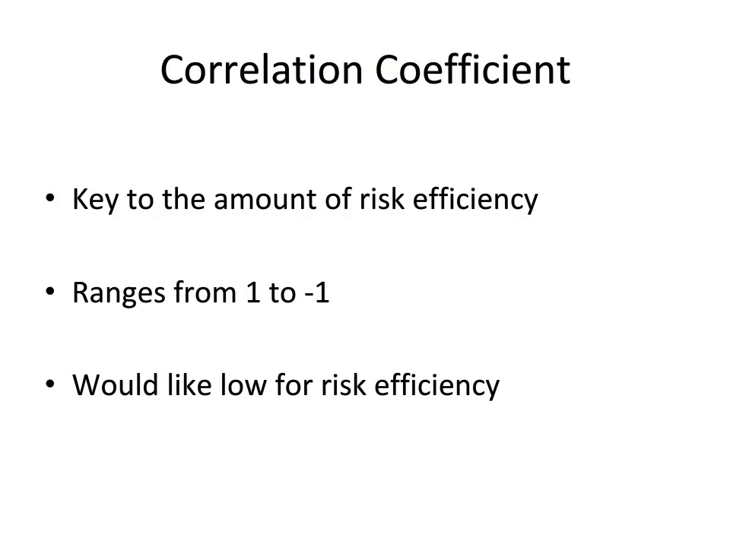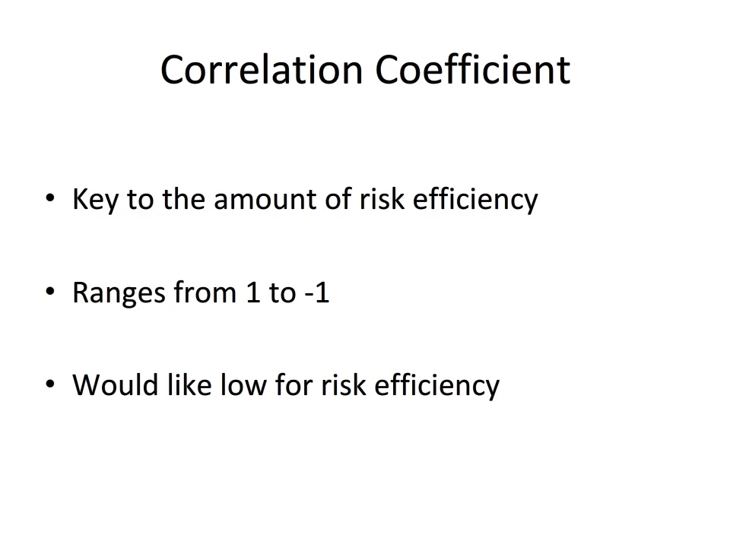The key to whether and the extent to which we have diversification is the correlation coefficient. That correlation coefficient can range from 1 to -1, and from a risk efficiency standpoint, what we hope is that it is a very low correlation. The lower it is, the more we can reduce the risk for the same level of return.